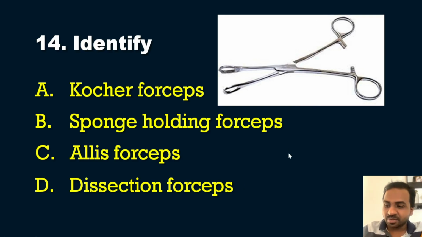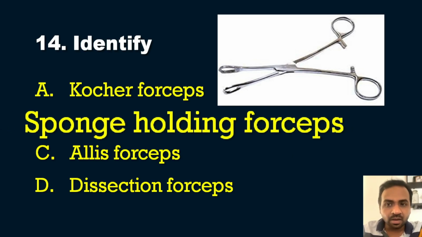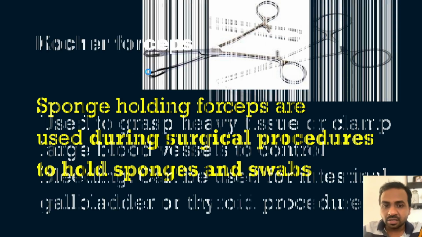So the answer for this question is very easy, option number B, that is a sponge holding forceps. So we will have an explanation regarding all these forceps and its purposes. Sponge holding forceps are used during surgical procedures to hold sponges and swabs. As the name indicates, this is the place where the sponge is held, and we can easily identify it with the shape of this forceps. Okay, so the other options we will see.